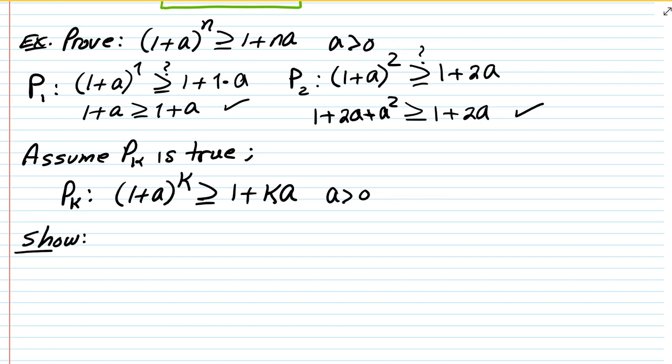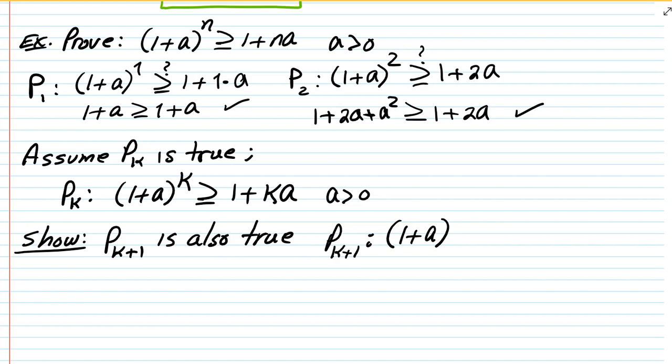What do we want to show? We want to show that p sub k plus 1 is also true. And what does p sub k plus 1 look like for this example? That's when we change k to k plus 1. And that has to be greater than or equal to, change k to k plus 1. There you go. And again, all we're saying is that, well, it worked for up to k. Is it going to work for the next one after that? So this is what we want to show, right?